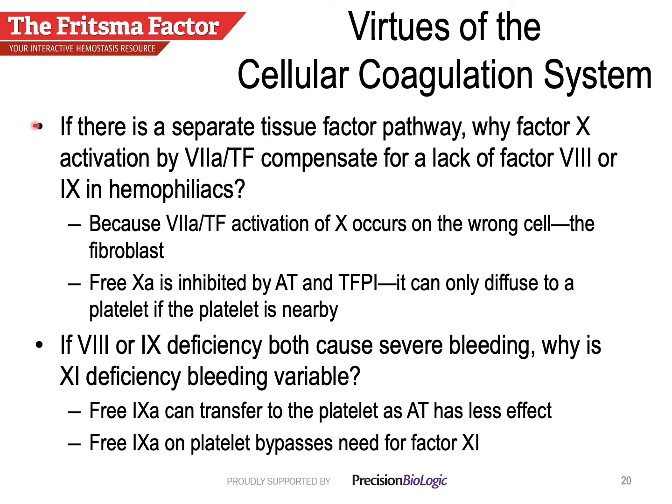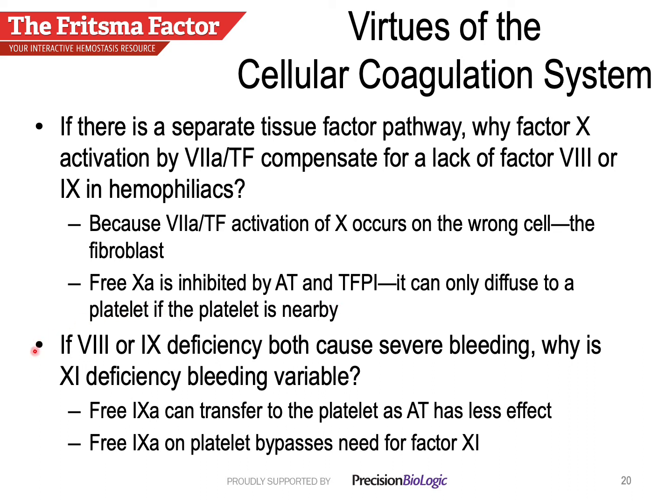If there's a separate tissue factor pathway, why doesn't factor 10 activation by the 7A tissue factor complex compensate for a lack of factor 8 or factor 9 in hemophiliacs? Because the 7A tissue factor activation of 10 occurs on the wrong cell, the fibroblast or smooth muscle cell. Free 10 is inhibited by antithrombin and tissue factor pathway inhibitor. It can only work when it diffuses to a platelet, if the platelet is nearby.